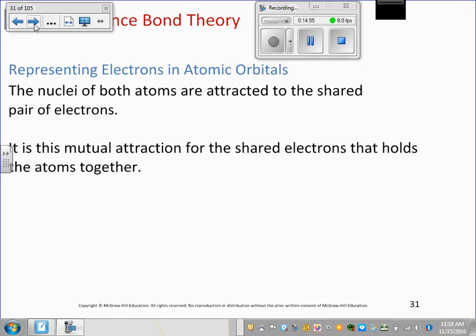The nuclei of both atoms attract the electrons of the other atom. That's what holds the bond in place. So this is the valence electron, and here's the nucleus of one. Here's the +1, here's the -1. What holds it in place is that this has an attraction here, and this has an attraction here, so they pull each other together. Because of that, there's directionality in the bond.